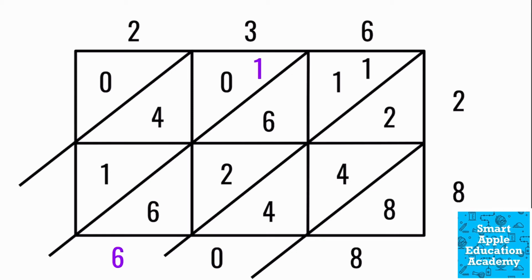Now let's move on to the next diagonal where we have the numbers 1, 0, 4, and 1. What is 1 plus 0? 1 plus 0 is 1. What is 1 plus 4? 1 plus 4 is 5. And what is 5 plus 1? 5 plus 1 is 6. So we're going to put a 6 down there.